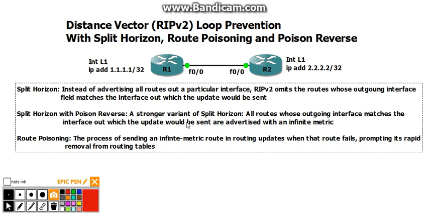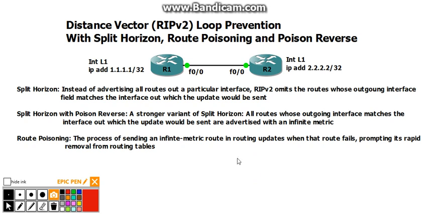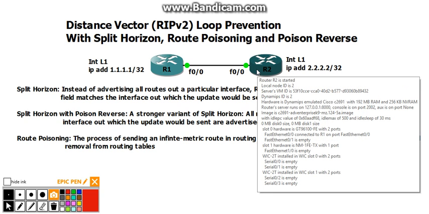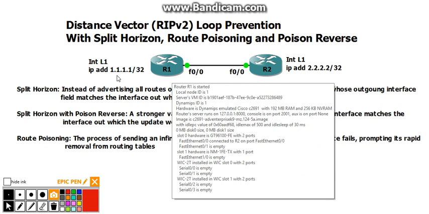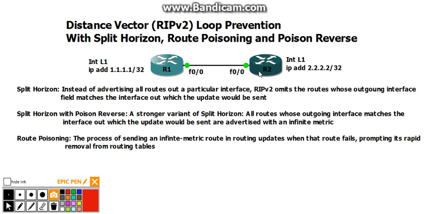It's going to do split horizon with poison reverse. So this is a stronger variant of split horizon. All routes whose outgoing interface matches the interface at which the update would be sent or advertised within infinite metric. Holy crap, that's a mouthful. So here's what's going to happen. I'm going to tear down loopback 1. R1 is going to poison that route to R2. R2 will then, for a little period of time, I think about 60 to 90 seconds, do poison reverse, meaning he's going to send an advertisement back to R1 saying 1.1.1.1 has an infinite metric from R2. So that's how that works.